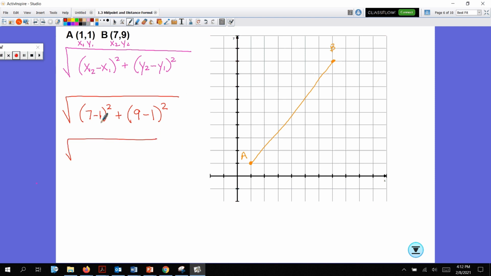7 minus 1 is 6. 6 squared is 36. 9 minus 1 is 8. 8 squared is 64. When I add those together, I get 100. And you should all know that the square root of 100 is 10. So that's telling me that this is 10 units long.